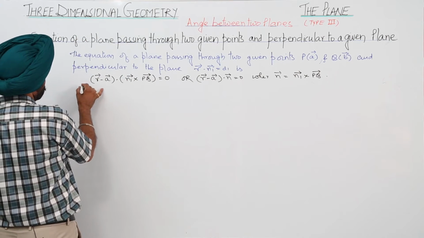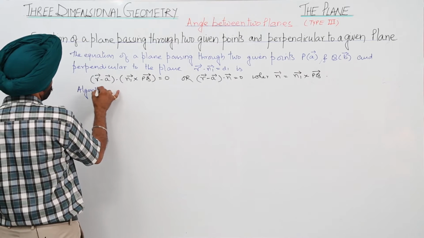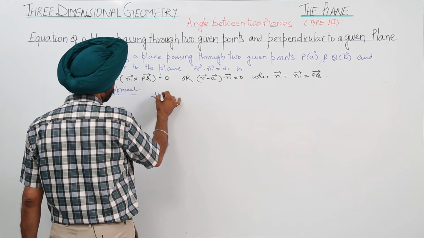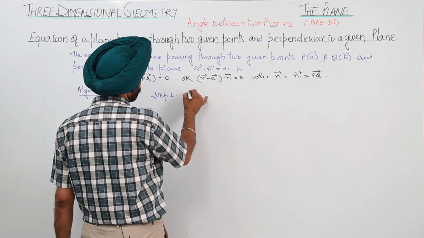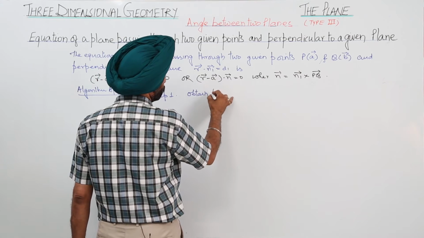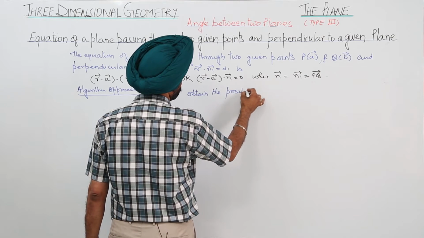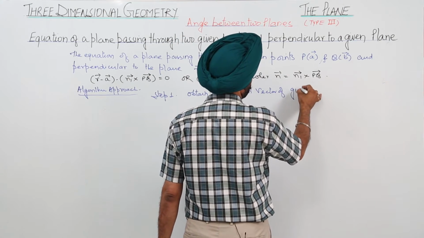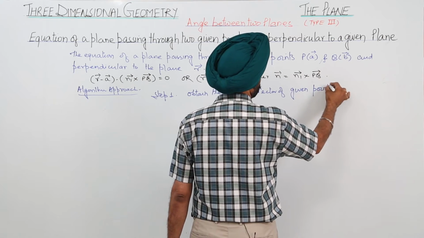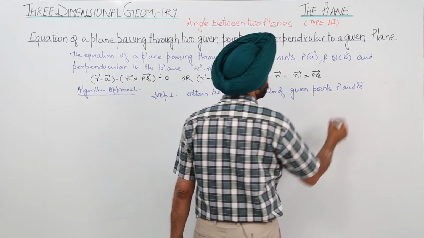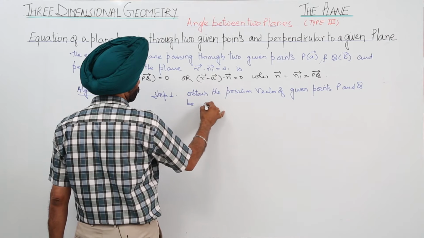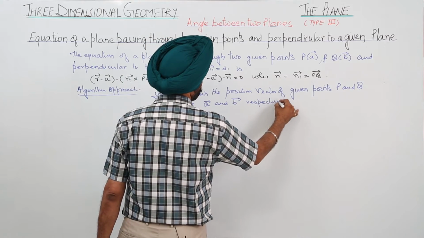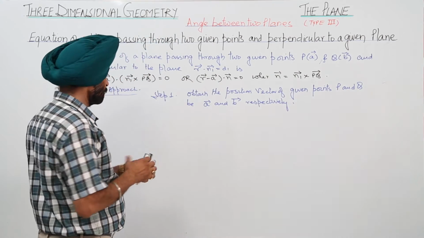Now the algorithm approach. Step 1, obtain the position vector of the given points P and Q, let them be vector A and vector B respectively.